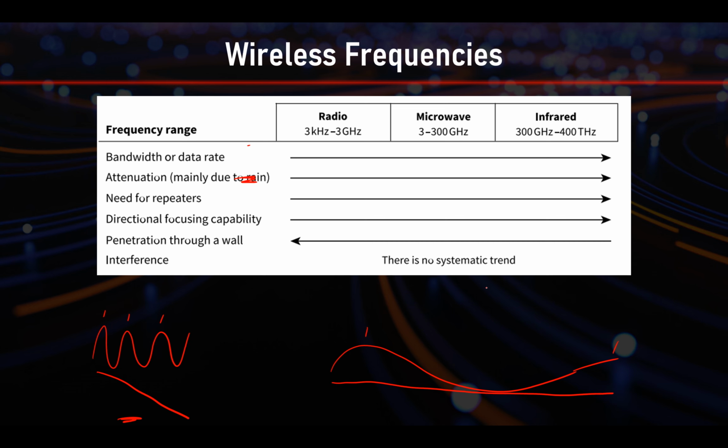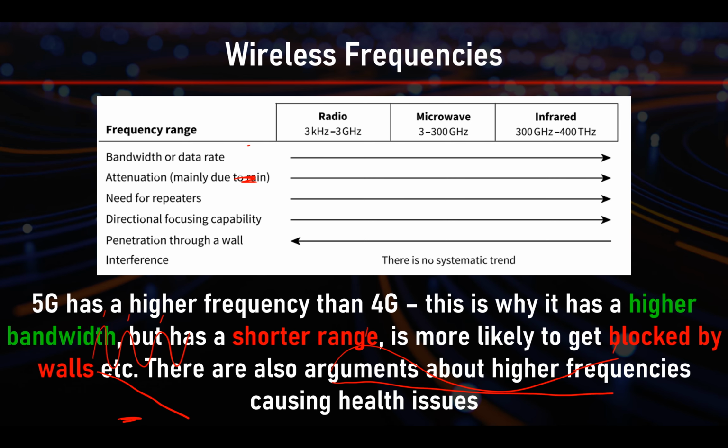Right, so high frequency means we can have a higher directional focusing capability. So we said, with a remote control we can directly focus, whereas something like a radio wave is just going to be sent in every direction. Then penetration through a wall. I guess, the same way, a radio wave is going to penetrate less through a wall. And then interference, right, there's no trend. And if we talk about 5G and 4G, well, 5G has a high frequency, therefore that's why we're going to see these traits.